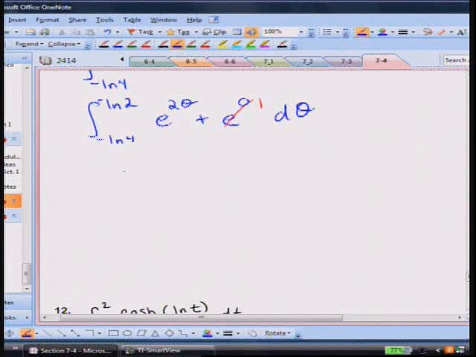Scott says his stuff really quietly because he doesn't want to... I like to just yell my mistakes out, but he said 2e to the 2 theta, and I said careful, and he's turning red now.